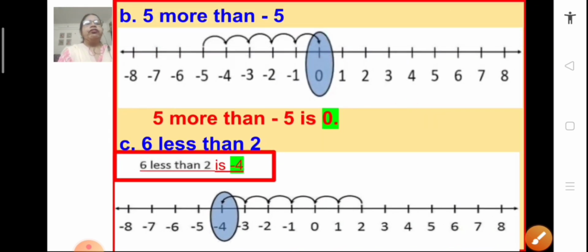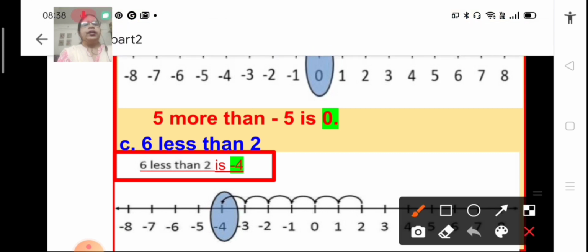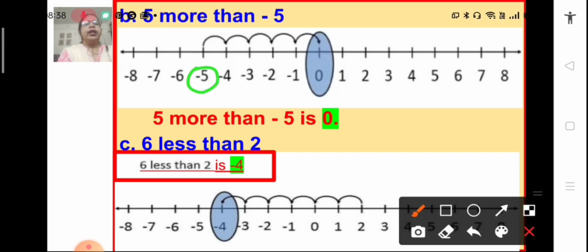Next one, 5 more than negative 5. From 0, for negative 5 we go to the left, and here we have negative 5. From negative 5 it is 5 more than negative 5. That means more than means addition. So, we move to the right and take 5 steps. Where do we reach? We reach 0. That means 5 more than negative 5 is 0.